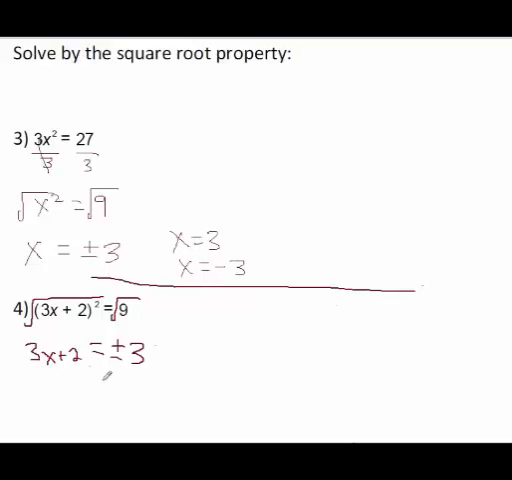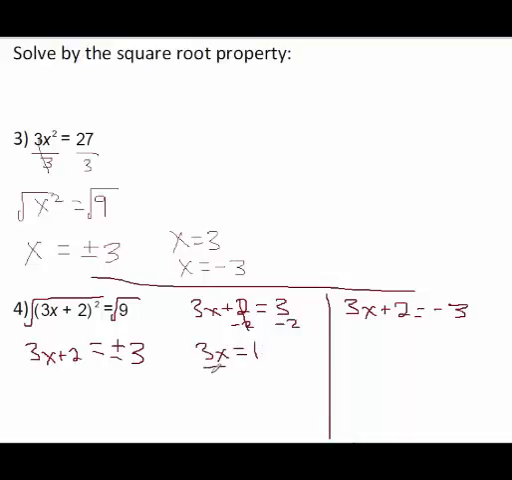So here, you've got two different possible equations. You've got 3x plus 2 equals positive 3, and you've got 3x plus 2 equals negative 3. And we can solve for each one of them separately. So on the left side, subtract 2 from each side. So you've got 3x equals 1. Divide each side by 3 to isolate the x, and you've got x equals 1 over 3.